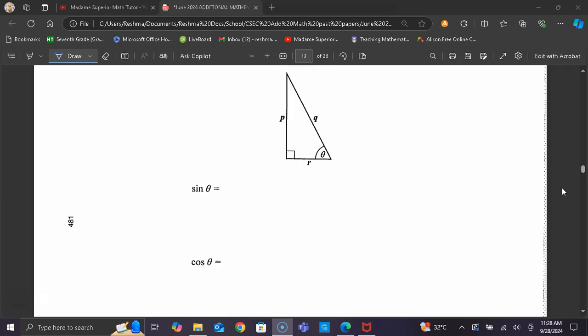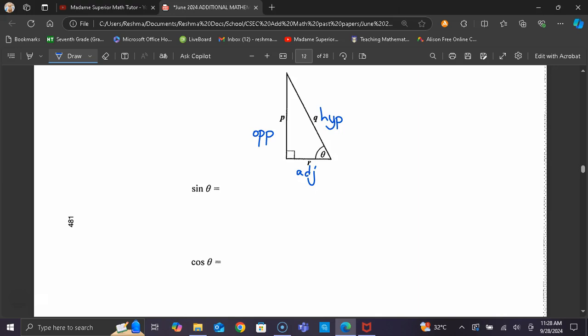So let's look at our triangle and let's label the sides of our triangle. So we have theta, so the side opposite theta, which is P, will be the opposite. R, which is the side next to angle theta, will be the adjacent, and Q, which is the side opposite the right angle and the longest side in our triangle, is our hypotenuse.